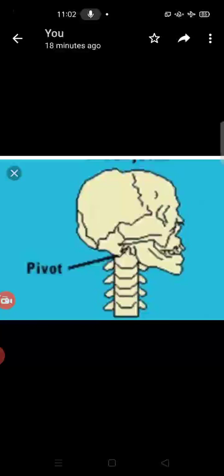Next, pivot joint, which is present between our skull and backbone, which helps to move the head in all directions. Next, gliding joint. This type of joint is found in the wrist and the ankle. See here, wrist and ankle. Here we can find this gliding joint.